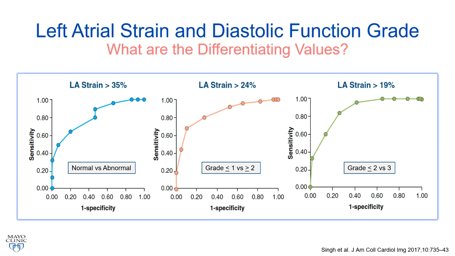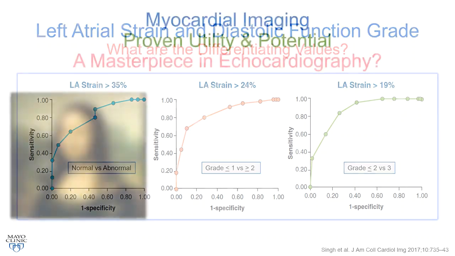So what then may be some differentiating values, right? What we see here is that LA strain, if it's less than about 24%, that may be at least grade 2 diastolic dysfunction, and less than 19% may suggest grade 3 diastolic dysfunction.